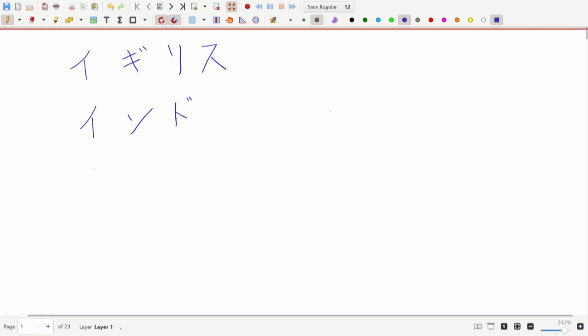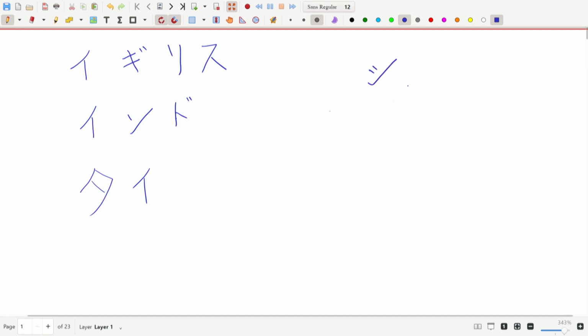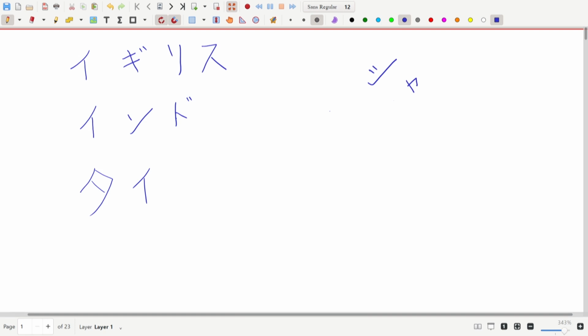Next we will learn Thailand. Thailand is Thai in Japanese. Now what is shirt in Japanese? In the last class we did necktie, but what is shirt? Shirt is called shatsu. Shi, small ya and then tsu. Shatsu is shirt. Shi, small ya and tsu.